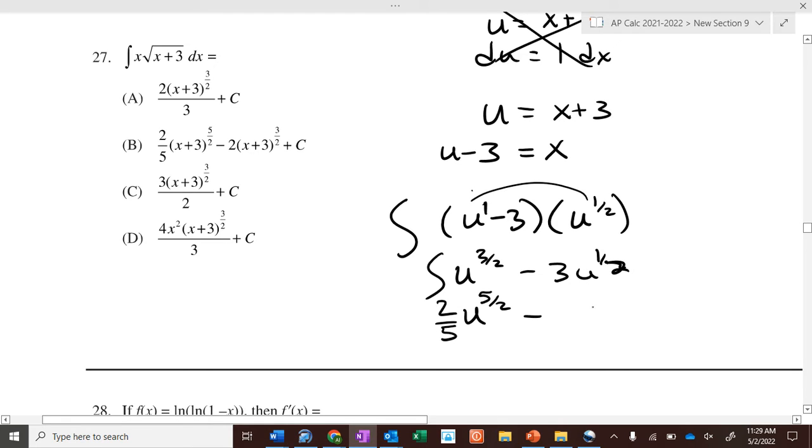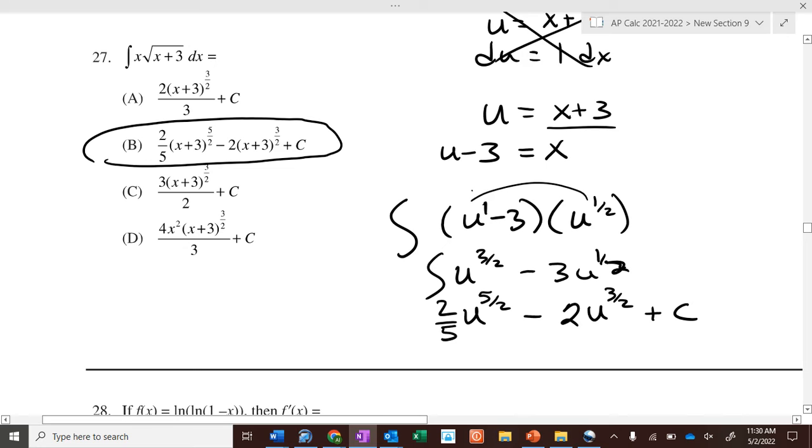U to the 1/2 becomes u to the 3/2 with 2/3 in front of it, so it's a 2 plus c. So you have 2/5 times (x plus 3), because it's u, so it's x plus 3, to the 5/2, minus 2 u to the 3/2 plus c. Okay?